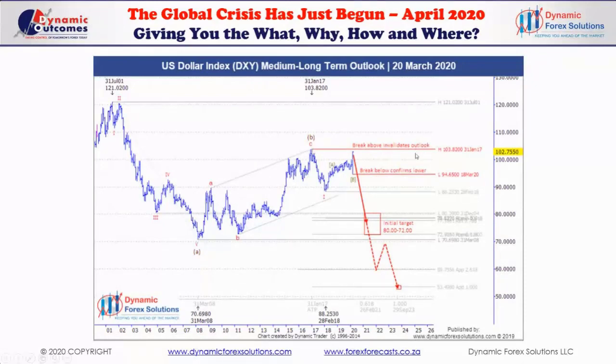As long as we don't break above that 103.82, we are expecting the market to fall over the coming years, actually fall quite dramatically. A push up above here would not really invalidate this until we actually break above this level here. But I mean, this could extend the correction up. But ultimately, what we're looking at is the dollar losing value significantly over the coming years.